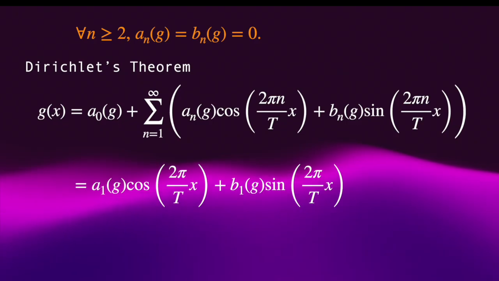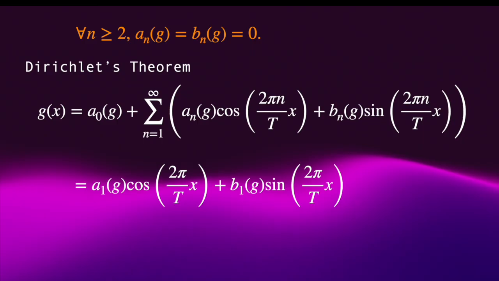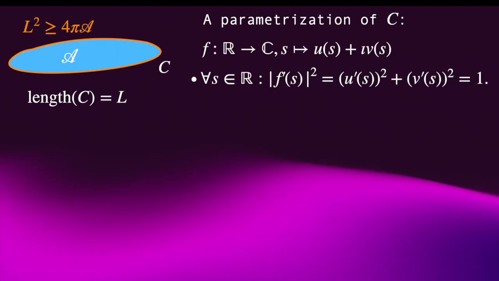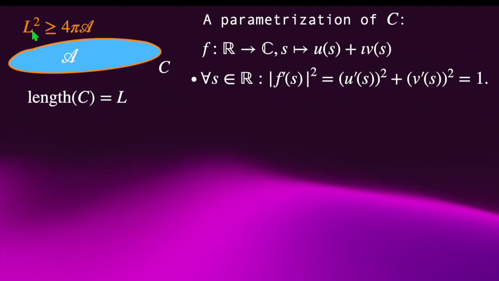And we have finished the proof of Wirtinger inequality. Now let's prove the isoperimetric inequality. So we are in this situation. Our purpose is to prove this relation.